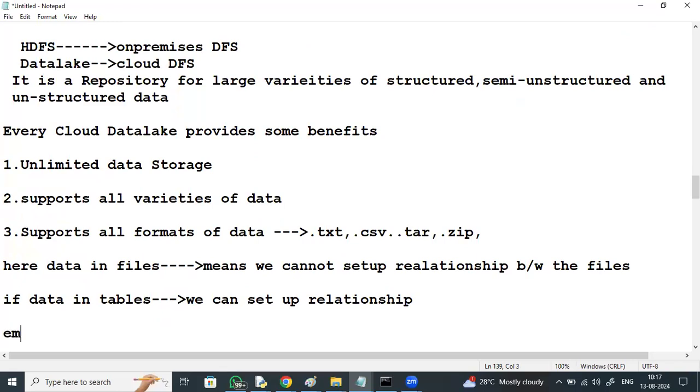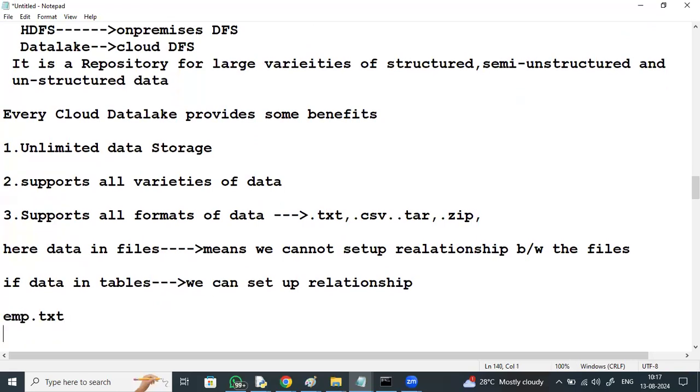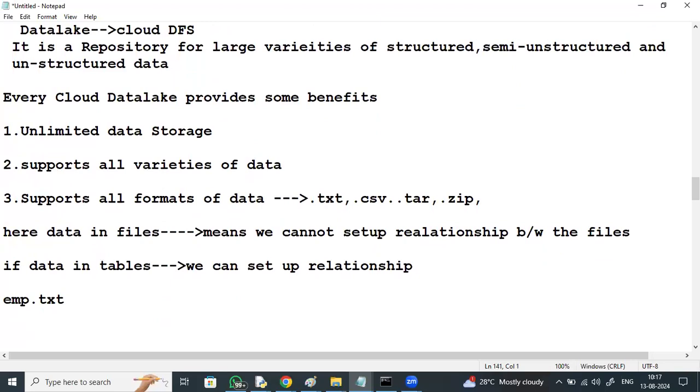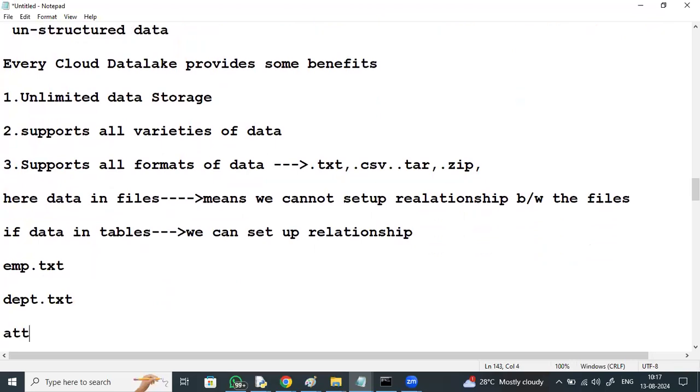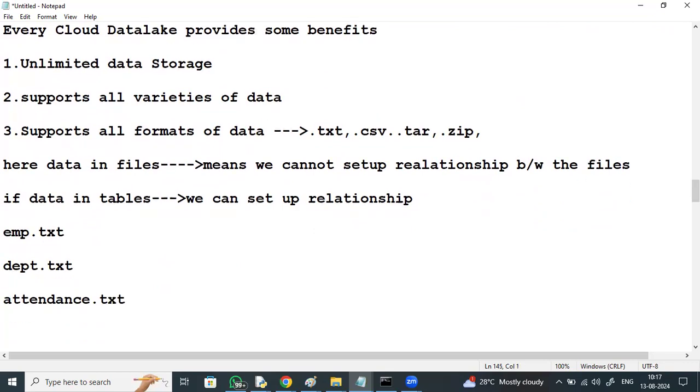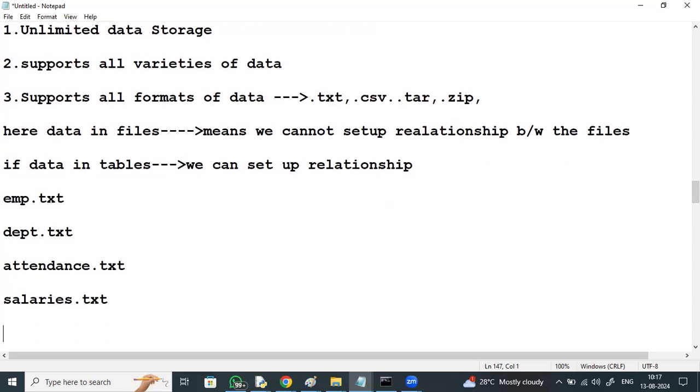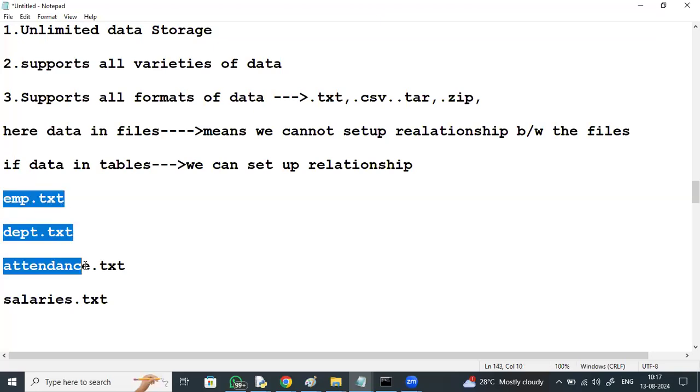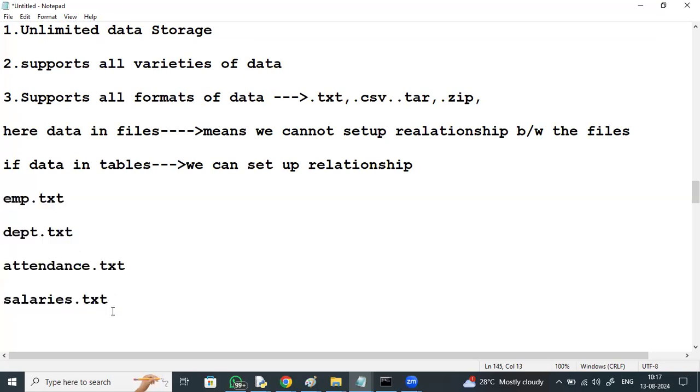For example, an emp.txt file is there. In a data lake, data is stored in the form of files: dept.txt, employee attendance.txt, and employee salaries.txt. You have some text files like this. We cannot set up relationships between the files. If we have tables, we can set up relations.